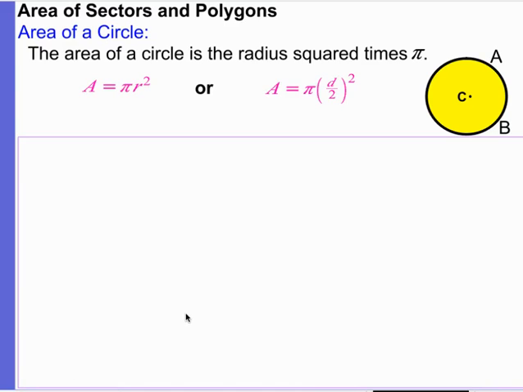Hello. We have been learning about areas of circles and different polygons, and we have talked about different aspects of circles and polygons. So let's review a little bit. The area of a circle is the radius squared times pi. So we can write it as A is equal to pi r squared. Or if we were to be given a diameter, the diameter is twice the length of the radius. So if we have a diameter, we just divide the diameter by 2 and we square that.